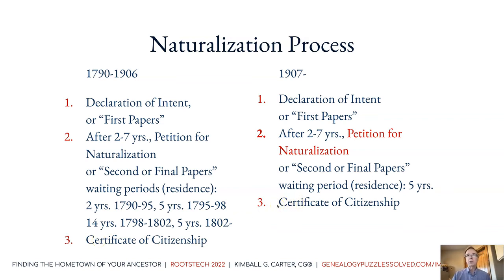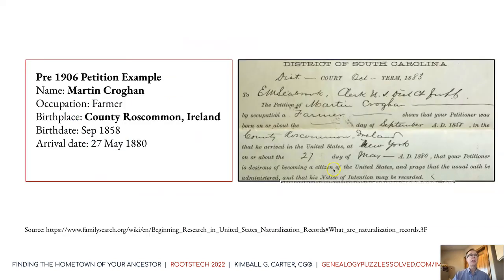The best record, typically, the one you want for your ancestor is the petition, because it had the most questions that you want answered. Here's an example of a pre-1906 example. Martin Croghan, a farmer from County Roscommon, Ireland, September 1858 a birth date, arrival date of 27th May 1880. That's really good information, and it does have the county, so better than some.